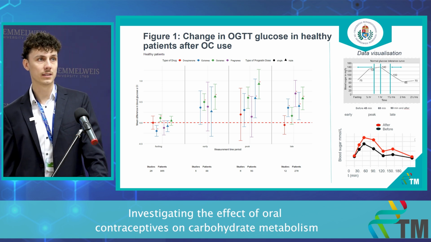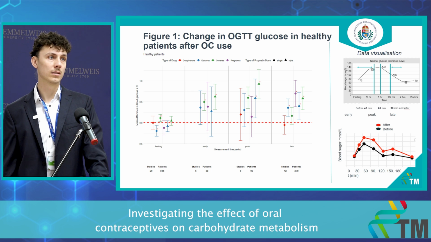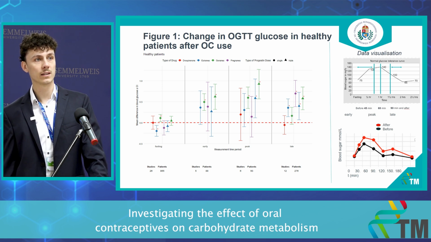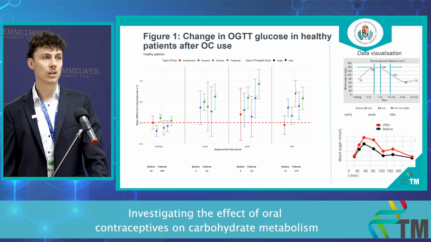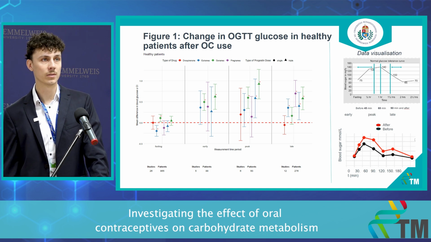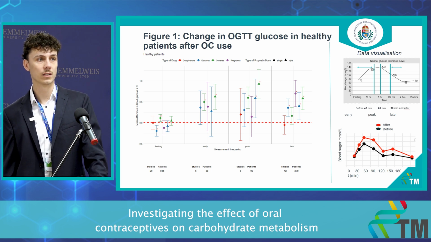We can also see that different drugs behave differently, except for drospirenone, which has a neutral effect on blood glucose levels. All other types of compounds elevate blood glucose levels in the different time periods.